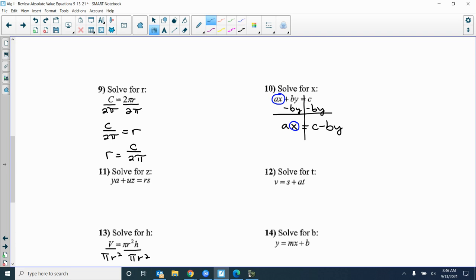Divide each of those by A. And so that gives me X equals C over A minus BY over A. Nothing divides into it. There's no other way to write it. Again, write it as a fraction. So you get C over A minus BY.